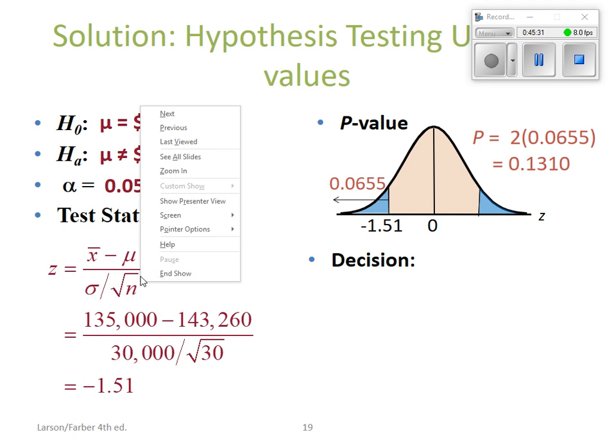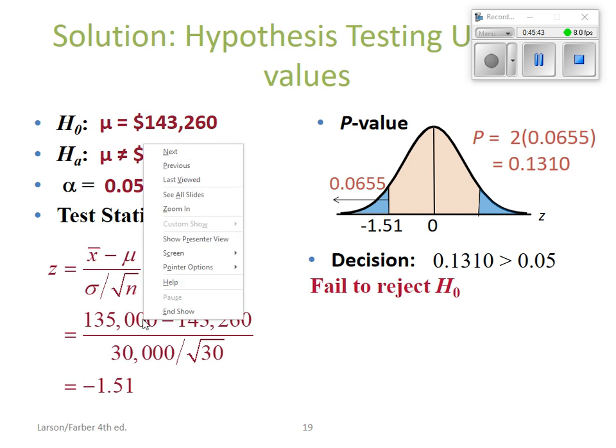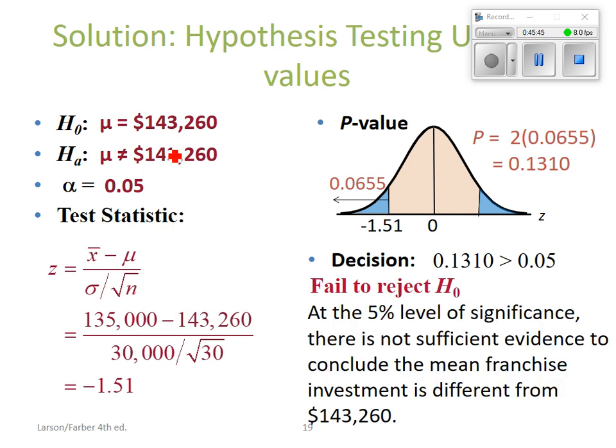That's our p-value. Then we compare that to our alpha. Our alpha was 0.05. That's greater than that. So if our p-value is greater than the 0.05, that tells us to do what? Fail to reject the null. And when we write it out at a 5% level of significance, that's the first part. We go to our chart.